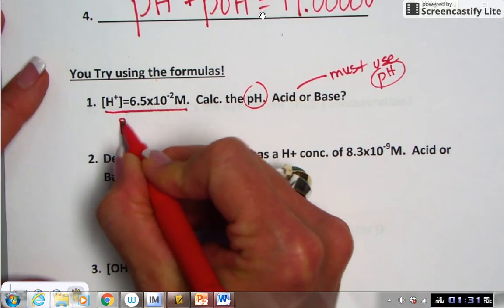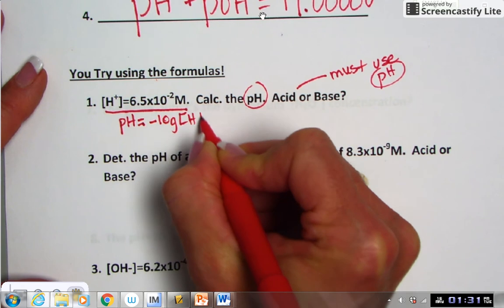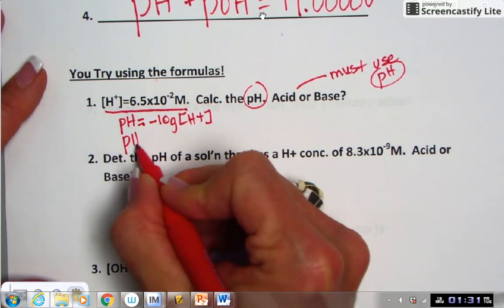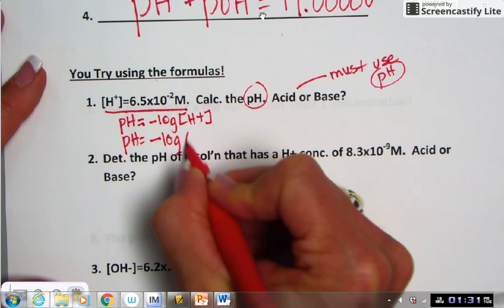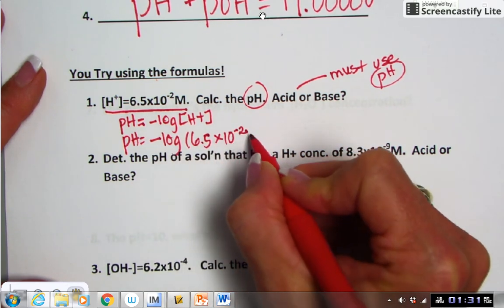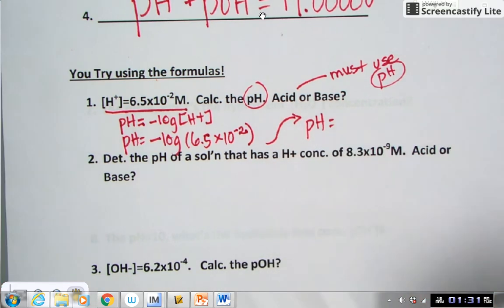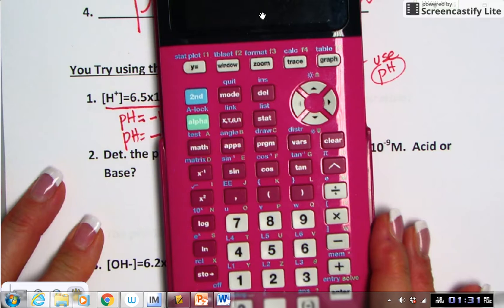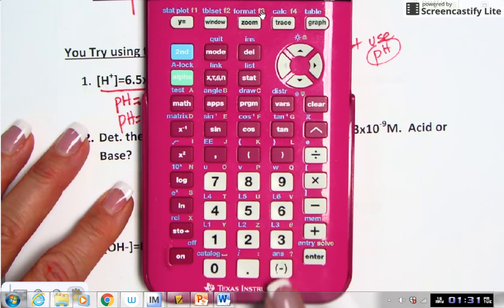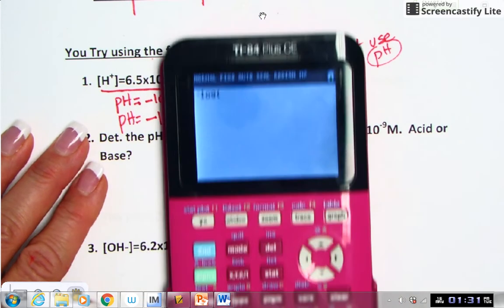So we're going to write our formula down because we always write our formula down. pH is negative log of the hydrogen ion concentration. Now let's plug in. We know the hydrogen ion concentration. That means pH is negative log of 6.5 times 10 to the negative 2. Now pH is a unitless number. Everybody plug this in on your calculator. You're using log base 10, so we're using the LOG, not the natural log. So when you plug it in, you're going to hit your negation sign first, negative, and then you're going to hit your log key. Okay, so that's what should pop up.